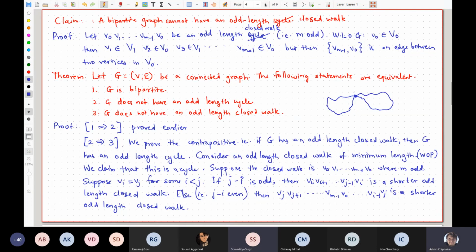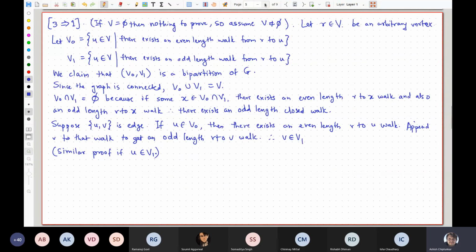Wait, hold on. I don't think I agree with this. Let's try to draw some diagram, right? So you are considering one possible root R, and then from this R you are looking at the shortest path to every vertex U, and then depending on the parity of that path, you will color the vertex U red or blue. Let's say. So let's say you have a red vertex U, and you have another red vertex V, and then there is some path from R to U, and then there is another path from R to V, and both of these are the respective shortest paths.